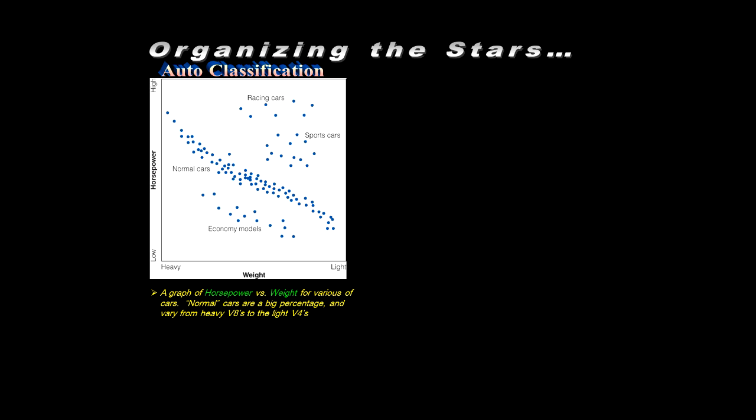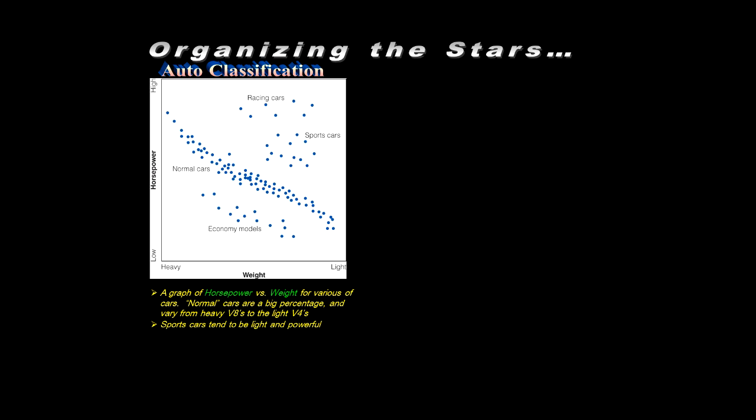Now normal cars are the vast majority. Most of the cars out on the street are normal, whatever that means. But they vary from heavy V8s to the light V4s, typically. So there's a large, fairly significant variety of normal cars.